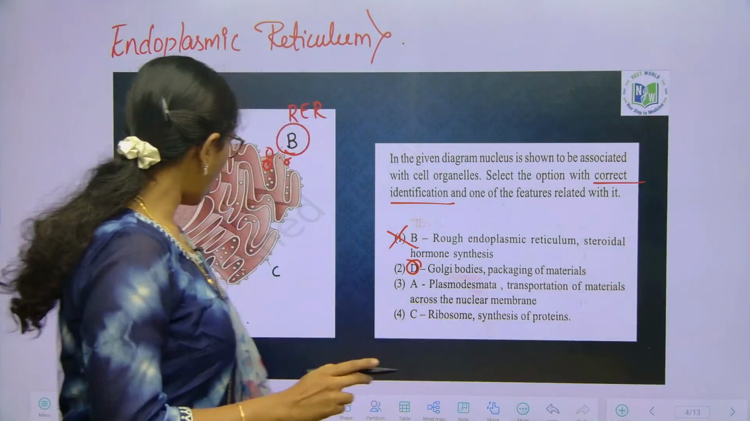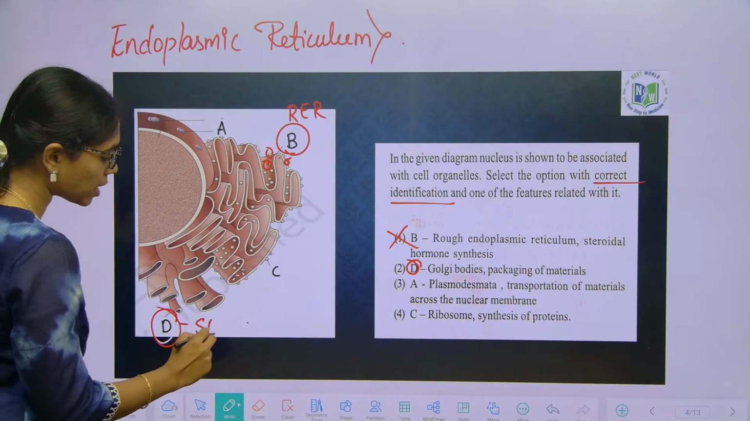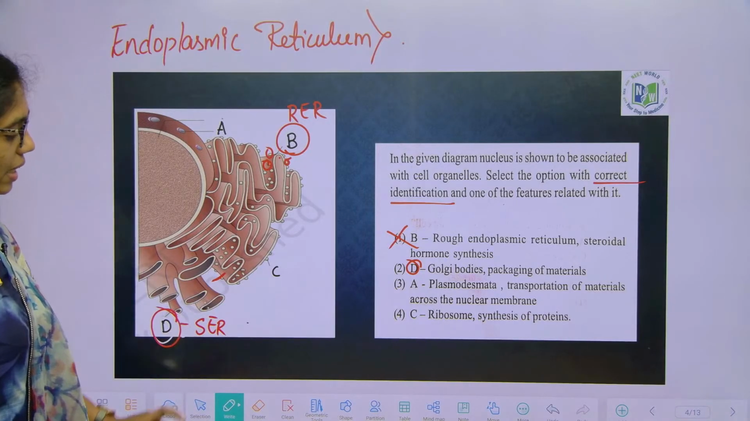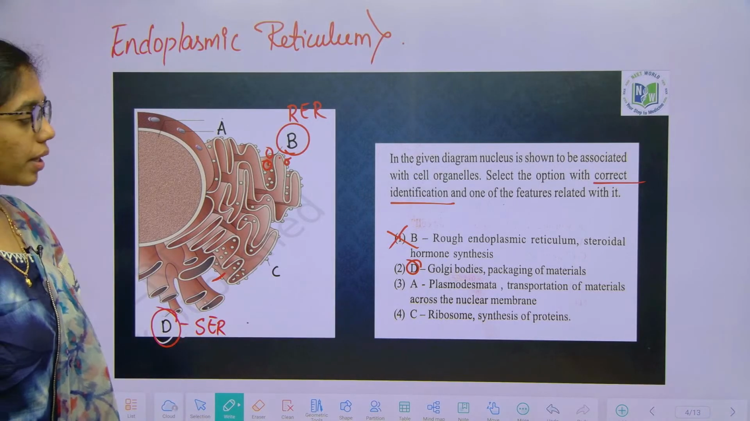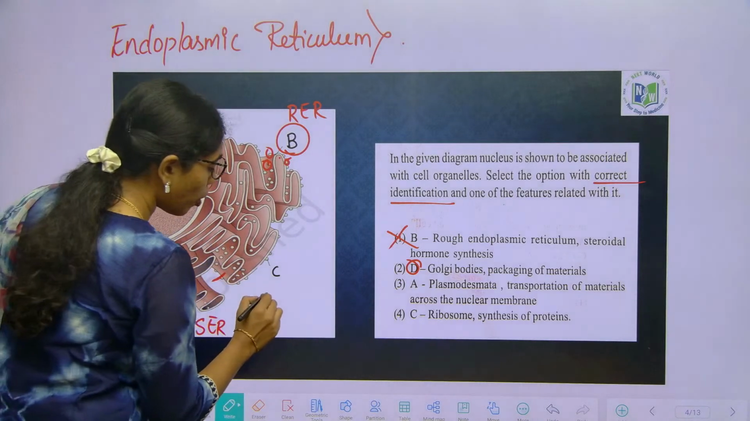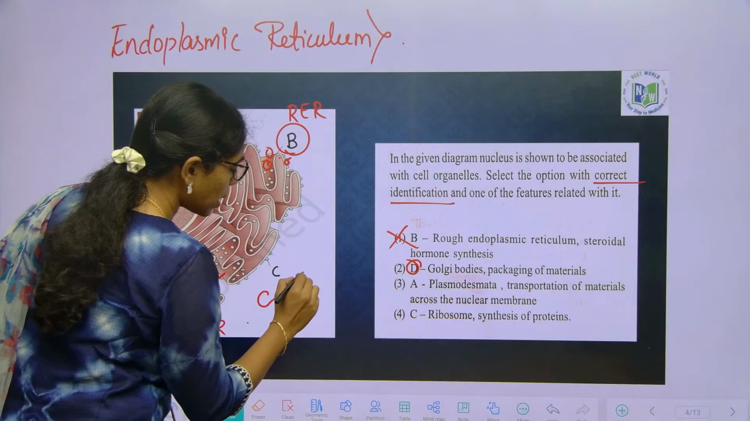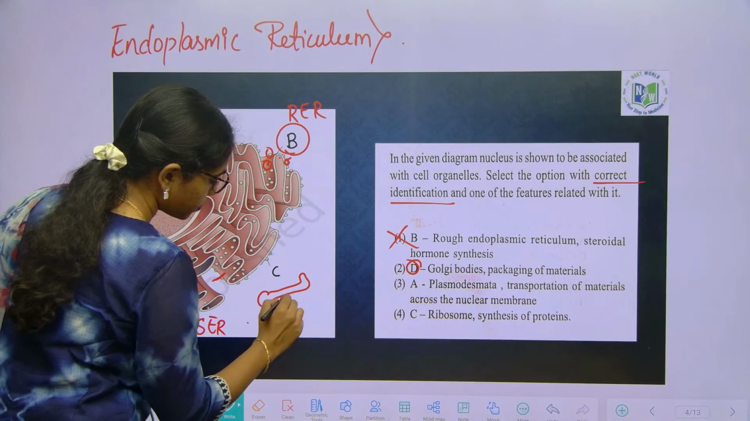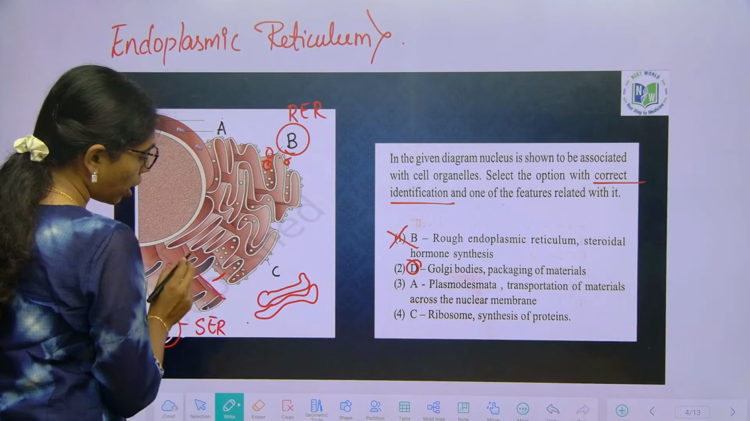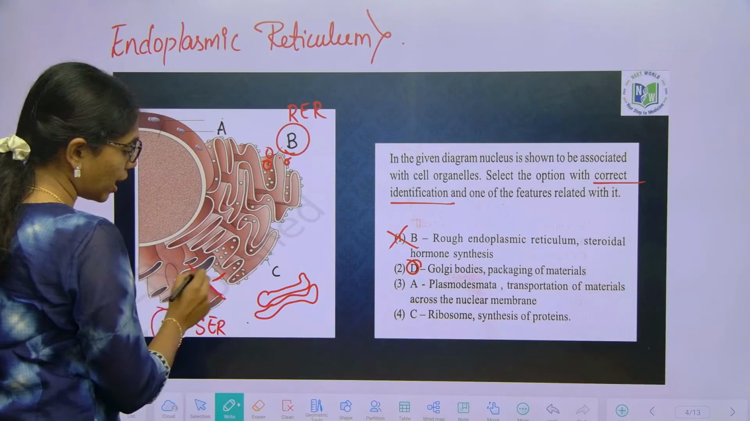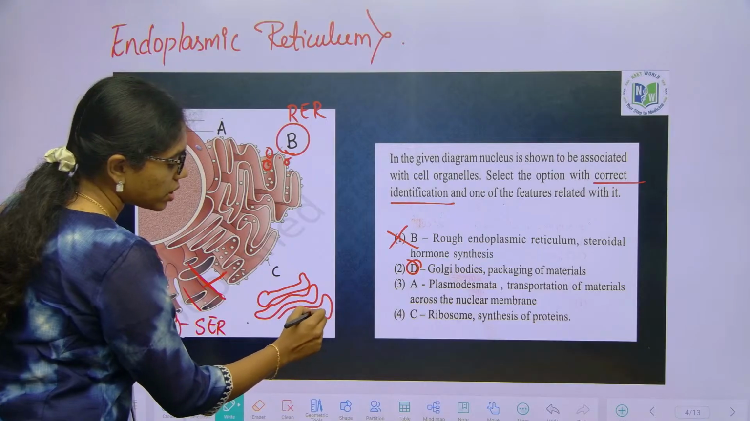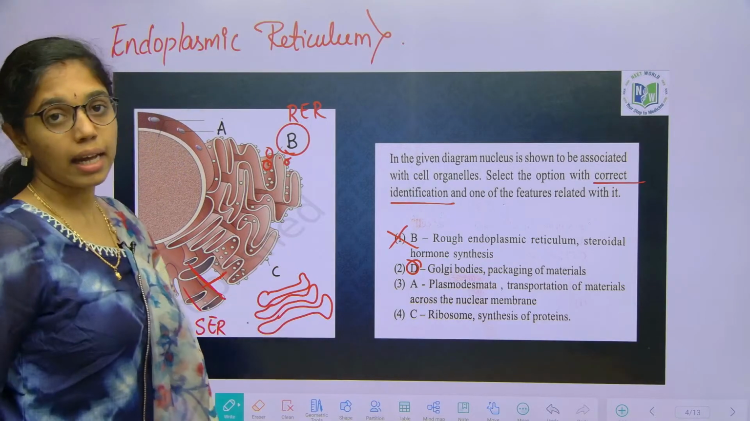packaging of materials, wrong. What is this? Smooth endoplasmic reticulum, because it is in close proximity with RER and it does not have any ribosomes over it. How can you verify whether it is SER or Golgi bodies? Golgi bodies will have the cisternae like structure like this. Those are not the reticulum structures, the tubular structures which are beside RER. These are cisternae like structures which are present next to the SER and RER.